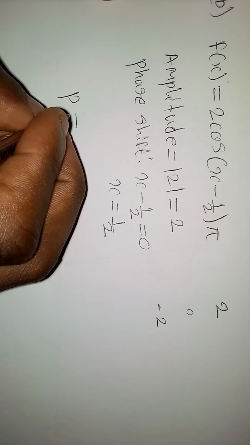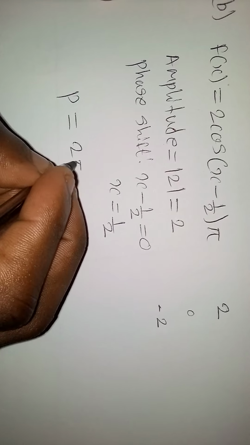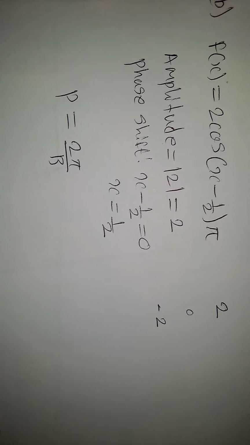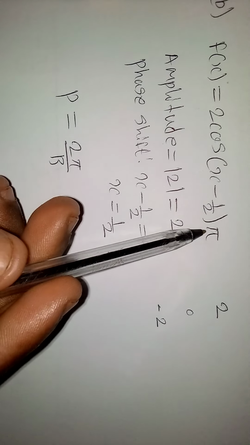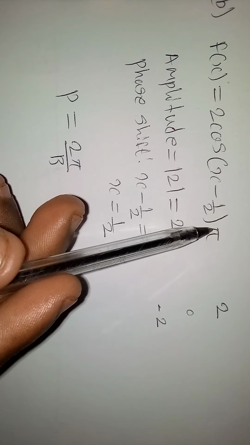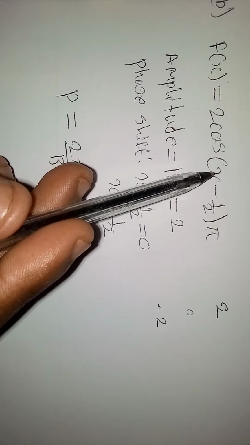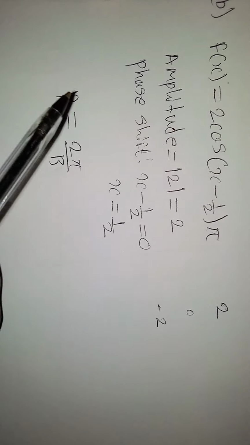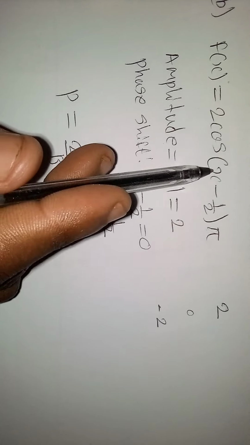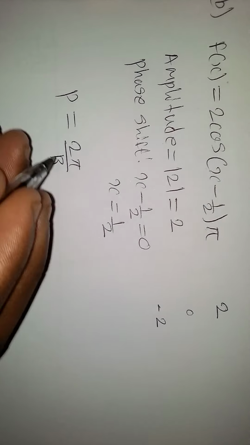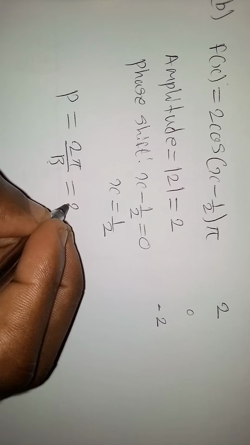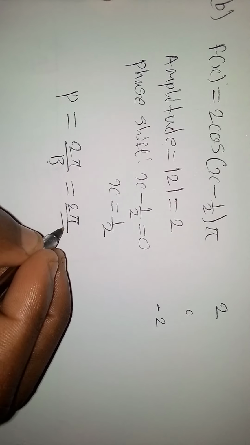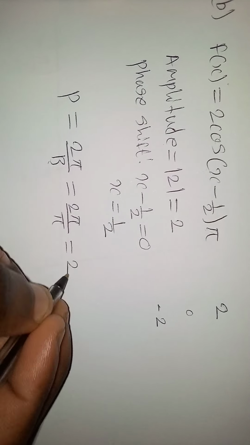Then the period is equal to 2 pi divided by b, and the b here is always the coefficient of x. So when you distribute the pi here, pi multiplied by x, that will be x pi minus pi over 2, meaning that the coefficient of x is pi, so our b is pi. So we have 2 pi divided by pi, which is equal to 2.